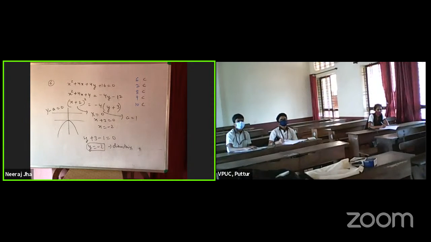Very easy question. I don't think anyone is having a problem with this sixth problem. The correct answer is C: x plus 2 is equal to 0 and y plus 2 is equal to 0.